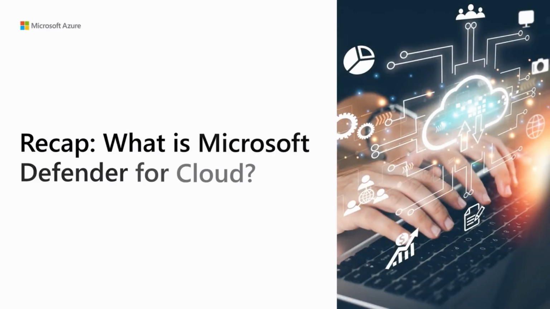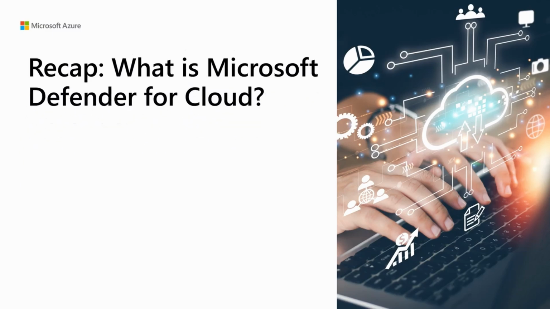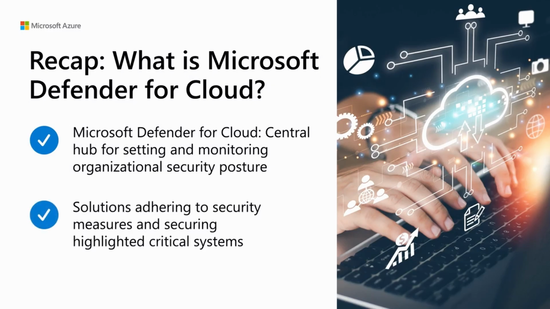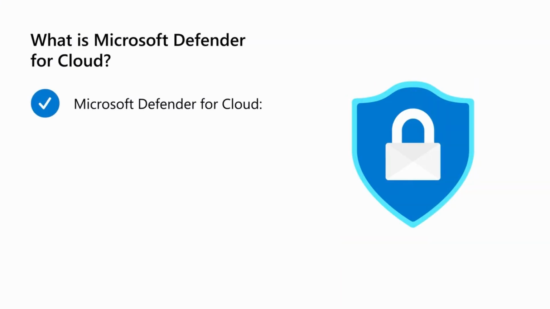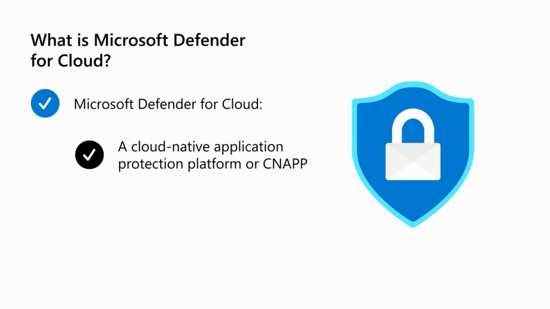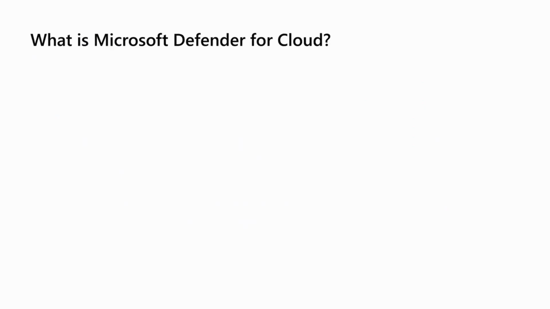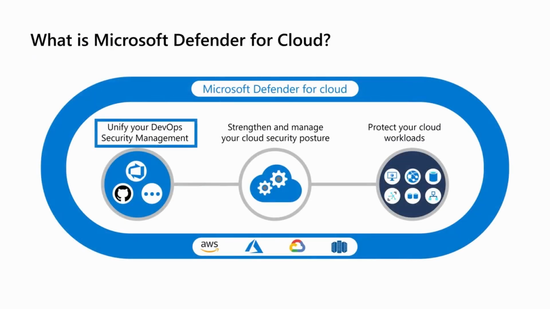Recap: what is Microsoft Defender for Cloud? In this video, you'll recall how Microsoft Defender for Cloud is your central location for setting and monitoring the organization's security posture. You'll also know about solutions that adhere to security measures and systems that need to be secured. Microsoft Defender for Cloud is a cloud-native application protection platform, or CNAPP, with a set of security measures and practices designed to protect cloud-based applications from various cyber threats and vulnerabilities. So, a Development Security Operations, or DevSecOps, solution brings security management into your code, whether you're working across different clouds or multiple pipelines.